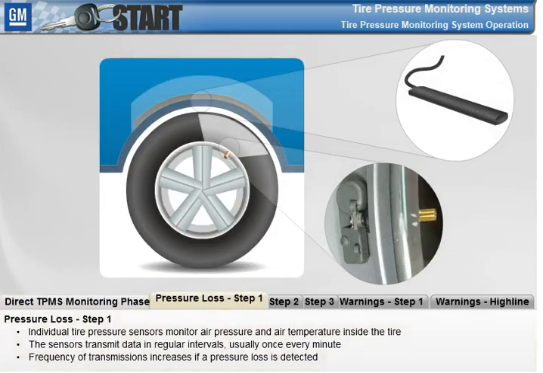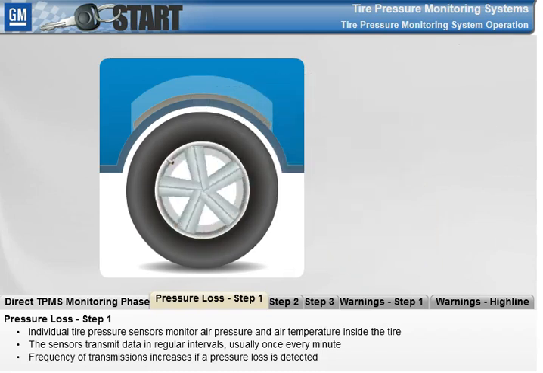Individual tire pressure sensors monitor the pressure inside the tire. In regular intervals, the sensors transmit data about the air pressure and air temperature. Interval time varies by manufacturer. Usually, the sensors send out packets of data once every minute. When a significant loss of pressure is detected by the tire pressure sensor, it will usually increase the frequency of the transmissions sent to the TPMS control module.